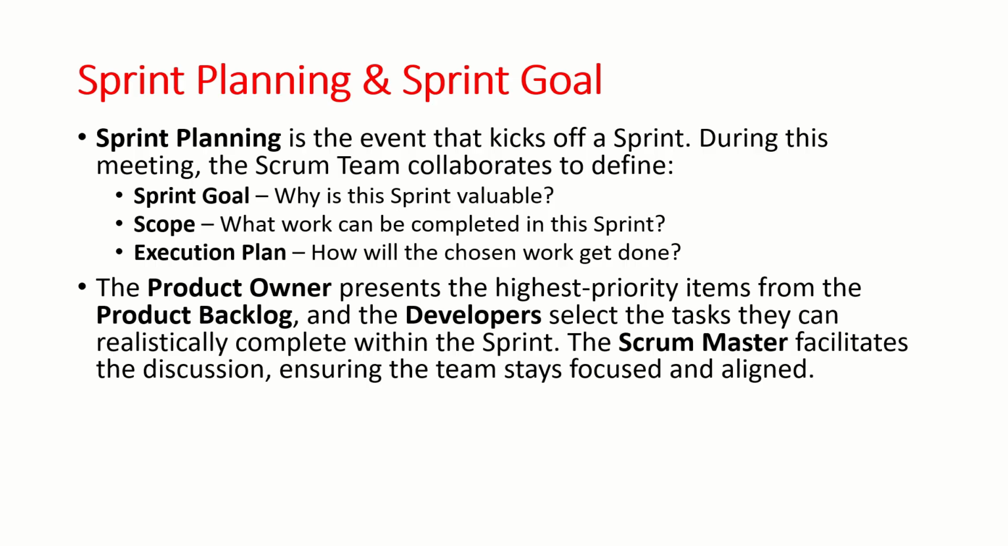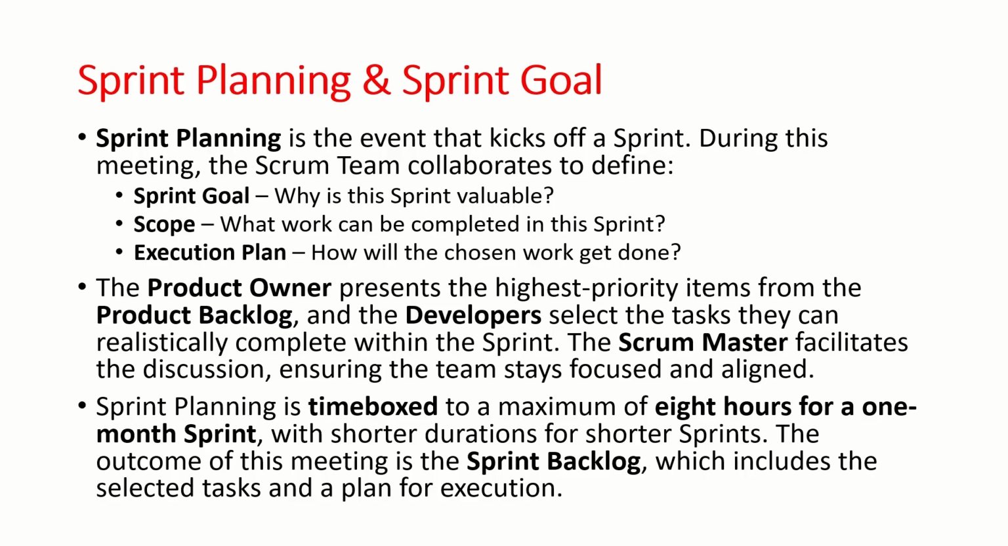The product owner presents the highest priority items from the product backlog, and the developers select the tasks that they can realistically complete within the sprint. Actually, they use story points to identify those tasks as well. The number of story points that they can complete in one sprint determines the number of tasks they pick up. The Scrum Master facilitates the discussion, ensuring the team stays focused and aligned.